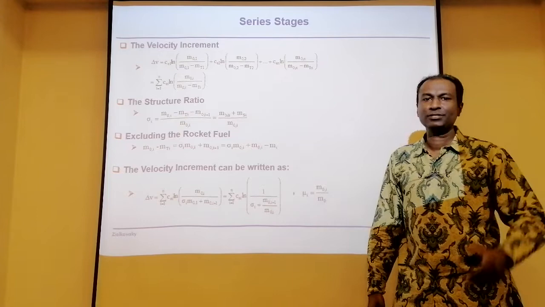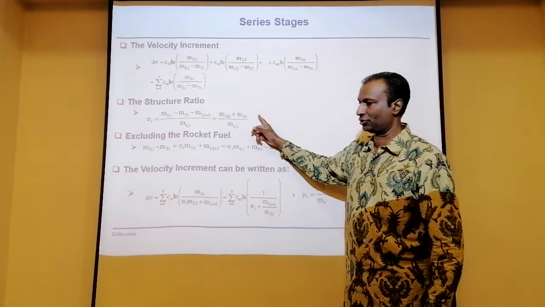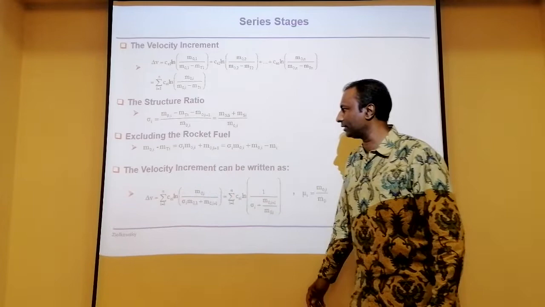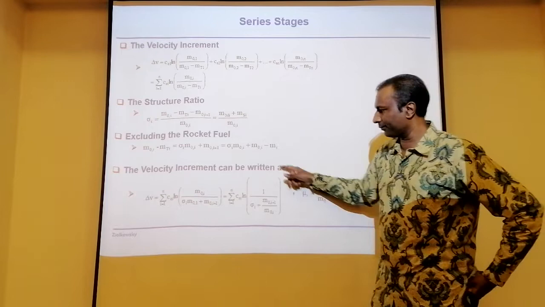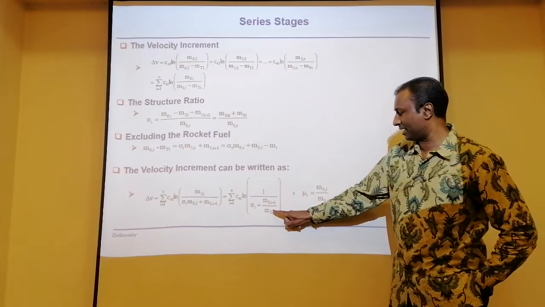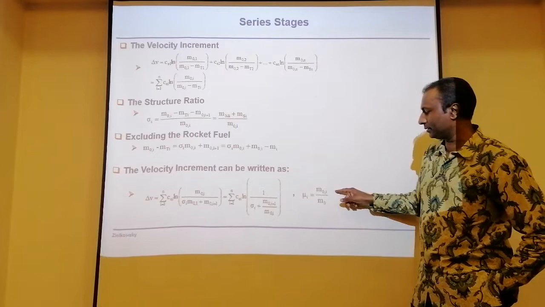What about the structure ratio? Well, structure ratio is m structure over the total mass, excluding the rocket fuel; we can write it as minus that. Alright. Incremental velocity, now we can rewrite this in this form. Same rocket equation. What I have said, I can write as m_0 over m_f, plus 1, which is actually the payload ratio, start mass and end mass. Okay?